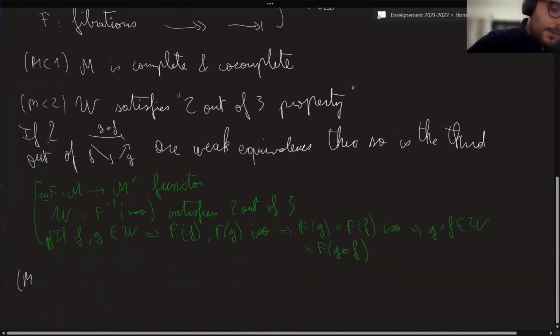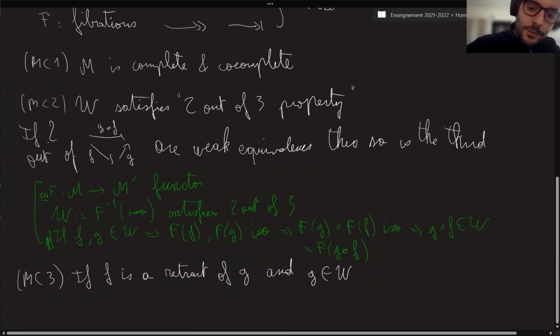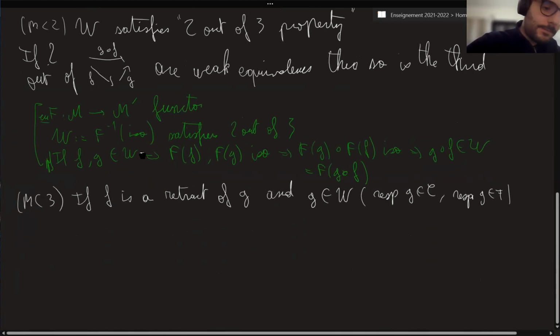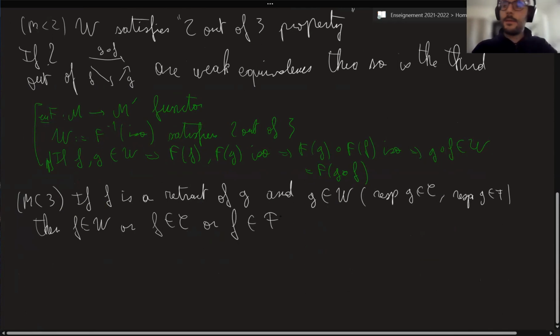Okay. So axiom MC3 says that if F is a retract of G and G is in W, or G is in C, or G is in F, then F is in W, or F is in C, or F is in F. Again, this is 3 axioms in one. It says that if you have a cofibration and you have a retract of that cofibration, then you still keep a cofibration. Similarly for F and for W.